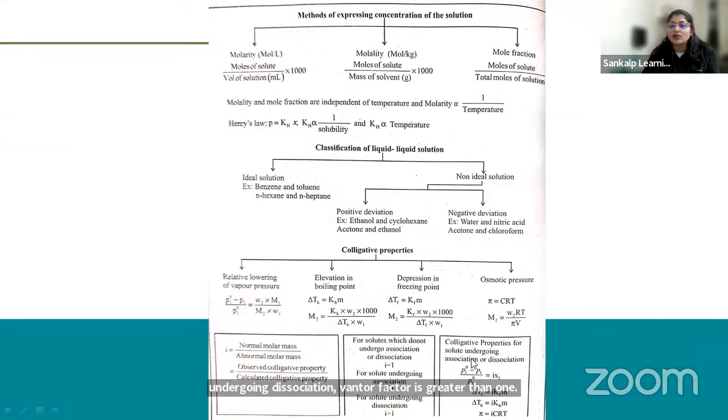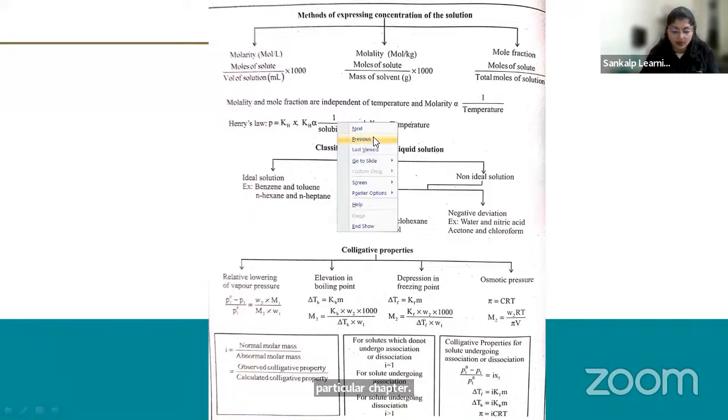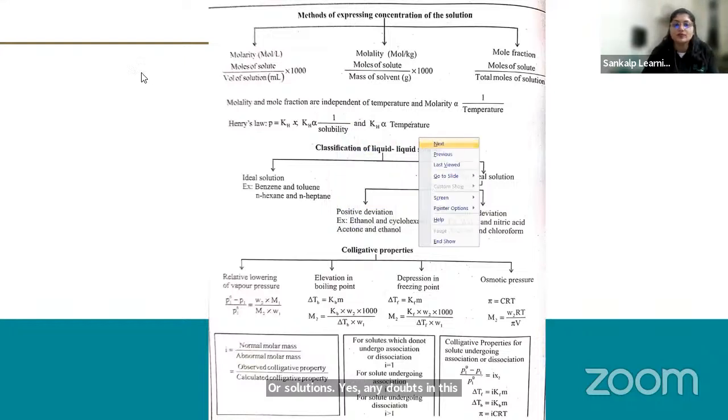Then colligative properties for a solute undergoing association or dissociation. This is the particular formula: pi is equal to iCRT. It depends on the Van't Hoff factor i. These are the important things to be studied in this chapter called solutions. Any doubts in this particular chapter?